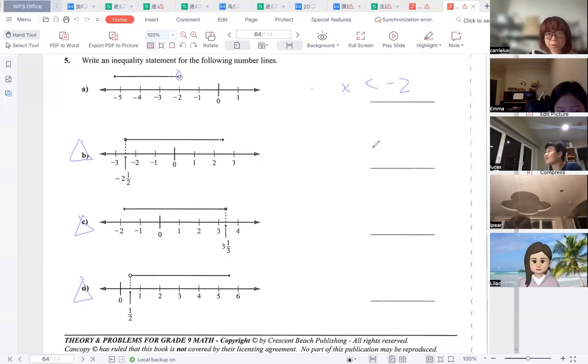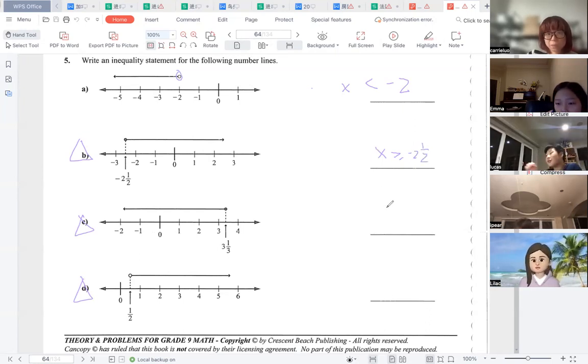Okay, first one, Lucas. Tell me what the first one equals. X is bigger than or equal to negative 2 and 1 over 2. Very good, good job, Lucas.